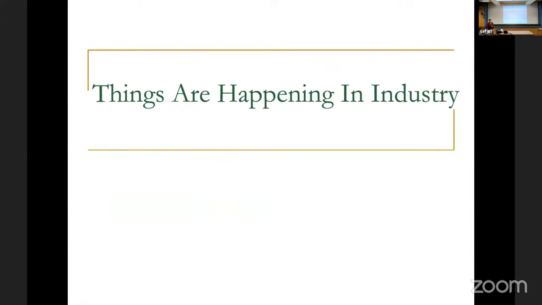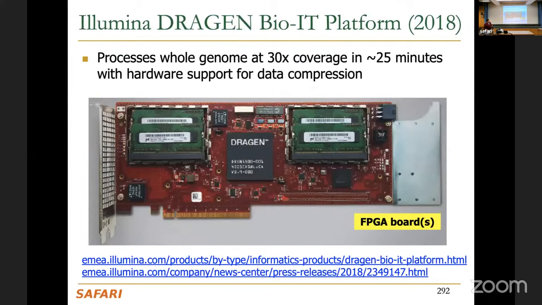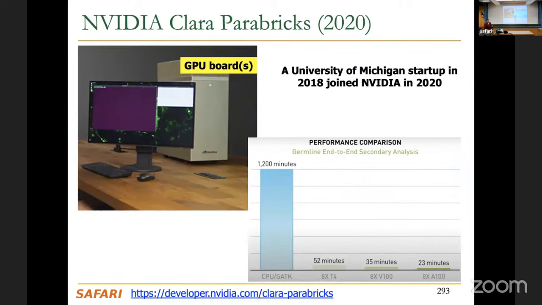And things are nowadays happening in the industry as well. For example, Illumina is now building customized FPGAs and inserting them in their sequencers to make their genome analysis process even faster. So they even started doing this for their own sequencing platforms. Here is another example where a group of individuals used GPUs to accelerate the genome analysis process, and afterwards they got bought up by NVIDIA. So if you have nice startup ideas, I guess there's a good opportunity here, at least to get rich quickly, if that's the goal.